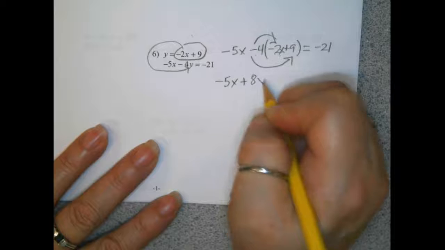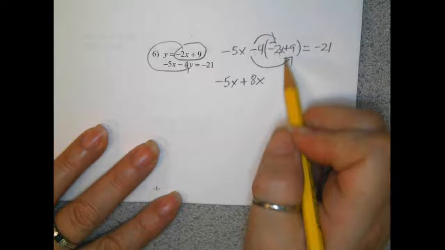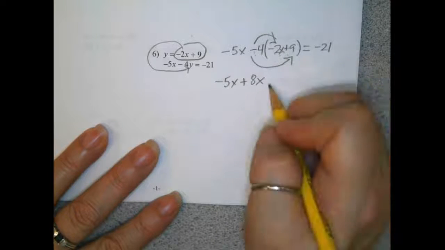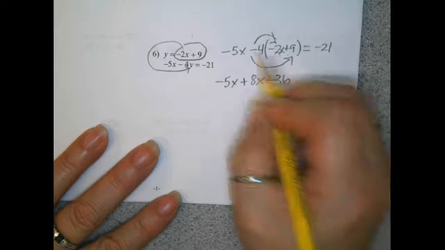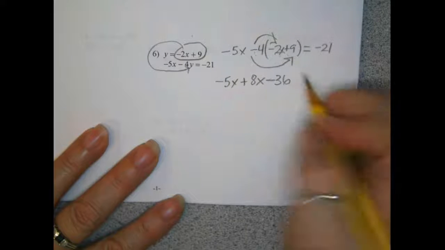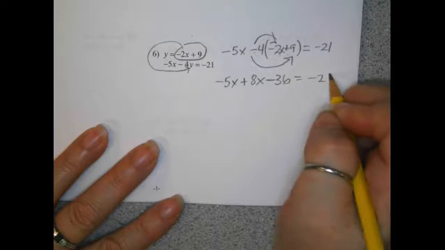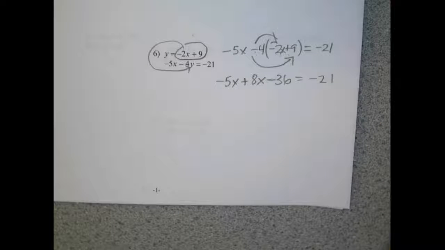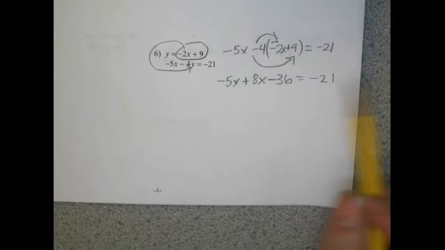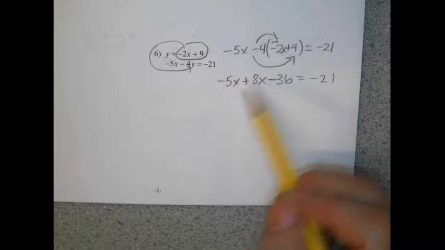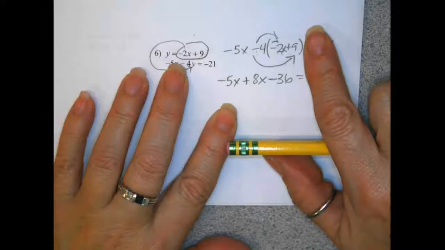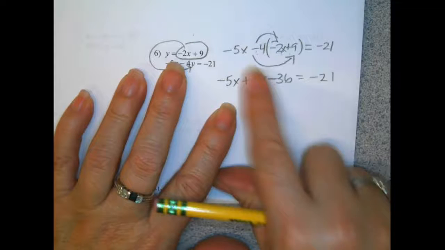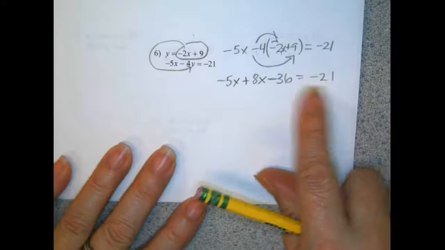8x. Now I have a negative 4 times a positive 9. What's that going to give me? Negative 36. Positive times a negative gives me a negative. And then bring down my equals negative 21. I just brought it down because it's not involved in my parentheses. And then I did my multiplication and brought down the rest of my equation.